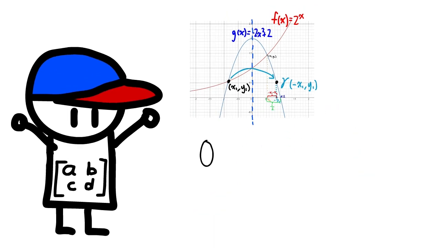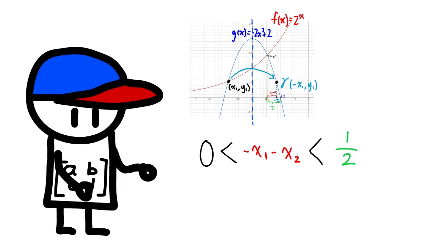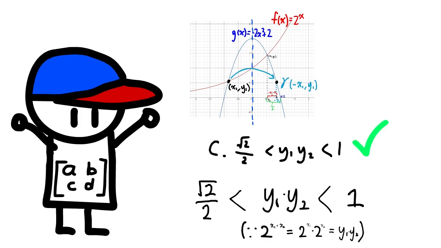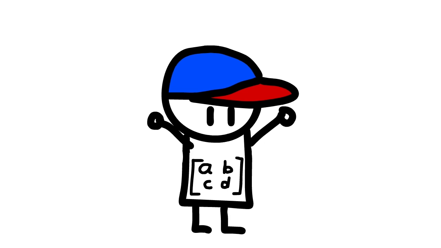So we get 0 is less than negative x1 minus x2 is less than 1 over 2. Multiplying everything by negative 1, the inequality flips. Now use base 2. And since 2 to the negative 1 over 2 power is square root of 2 over 2, we get square root of 2 over 2 is less than y1 times y2, which is less than 1. So statement C is true as well. So the answer is all three statements are true.